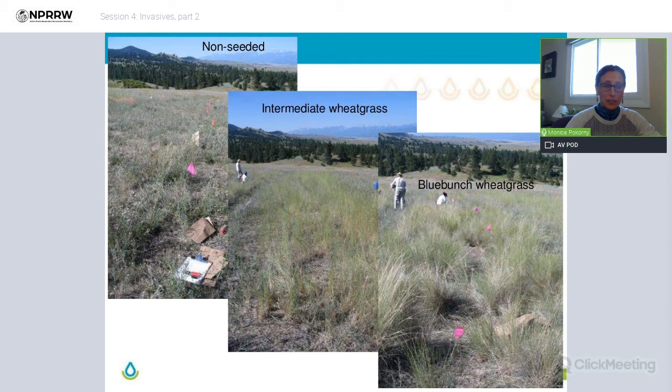Again, this is the non-seeded plot. This is a plot that was seeded with intermediate wheatgrass, which is an introduced perennial species, non-native. And this is our native bunchgrass, perennial bunchgrass species.